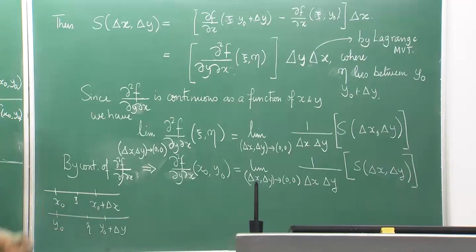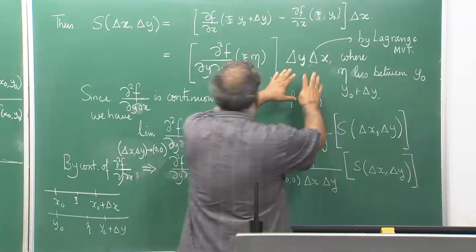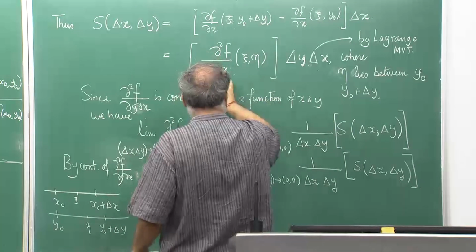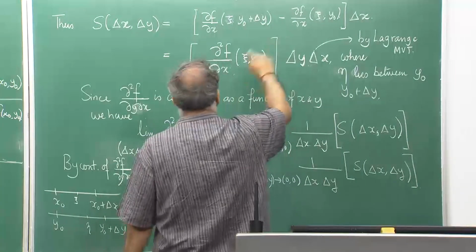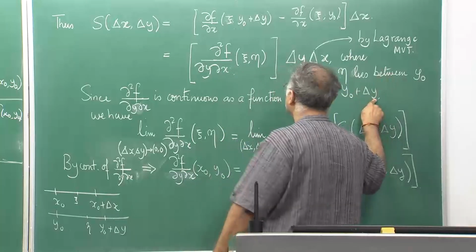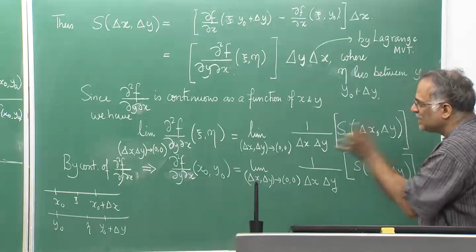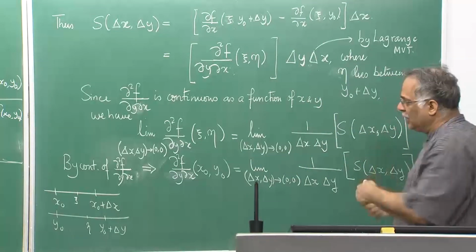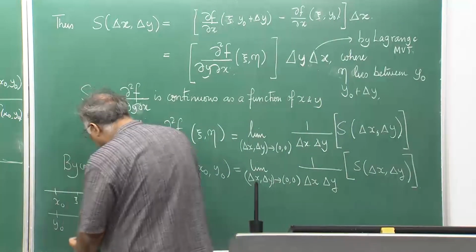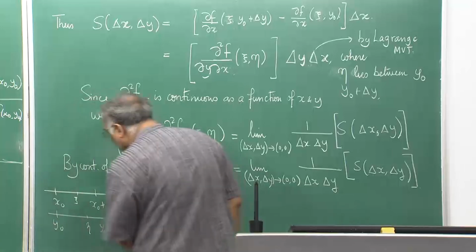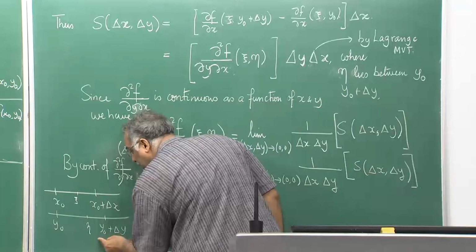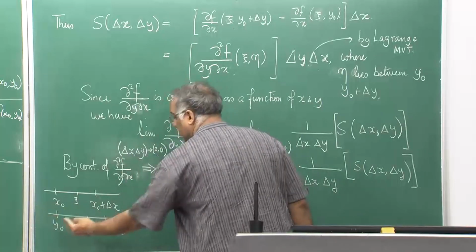If they are made smaller and smaller, this expression, divided by del x del y, is del 2f del y del x evaluated at a point xi, eta, where xi is a point lying between x naught and x naught plus delta x, and eta is a point lying between y naught and y naught plus delta y. This will be true for whatever non-zero del x, del y you choose. Now if you make them go towards 0, xi and eta are also forced to go to x naught and y naught, because x naught plus delta x goes to x naught as delta x goes to 0, and y naught plus delta y goes to y naught as delta y goes to 0.